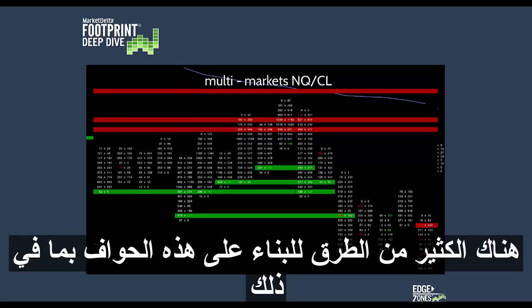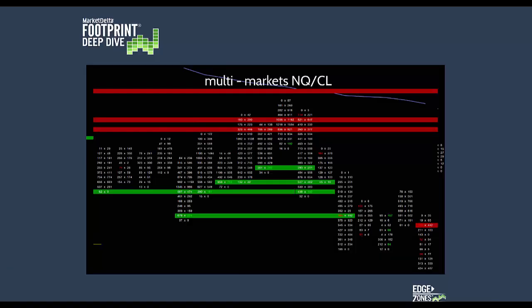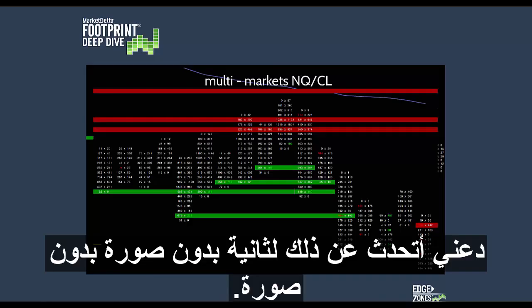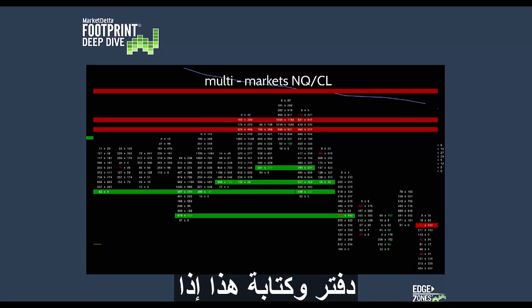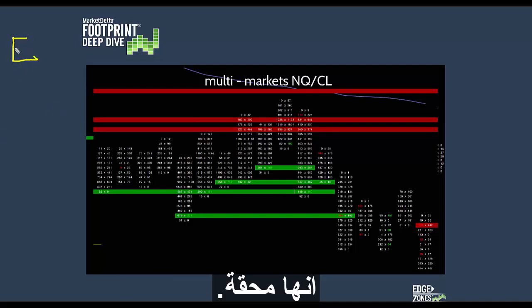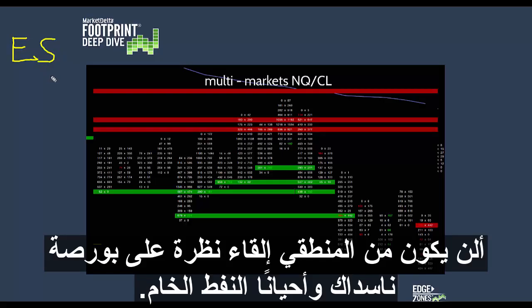There's a lot of ways to build on these edge zones, including confluence between ancillary markets. Let me talk about that for a second. Without an image, take your notebook out and write this down. If you're trading the S&P E-minis, wouldn't it make sense to look at the NASDAQ and sometimes crude oil?